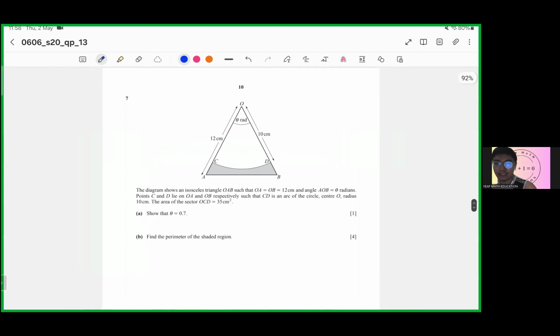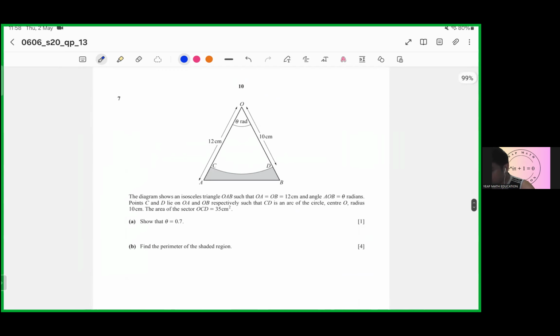Okay, now we look at question 7. The diagram shows an isosceles triangle OAB such that OA equals OB. It means here is 12 cm, and the angle AOB equals theta radians. Points C and D lie on OA and OB respectively, such that CD is an arc of the circle with center O and radius 10 cm. So the area of the sector OCD equals 35 cm squared.